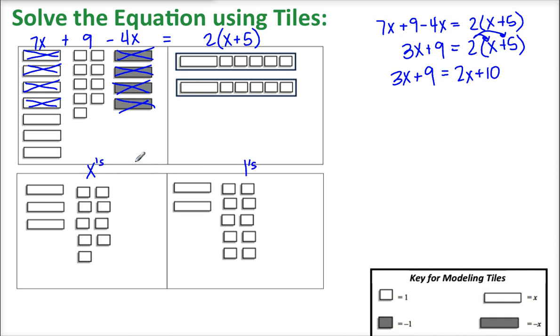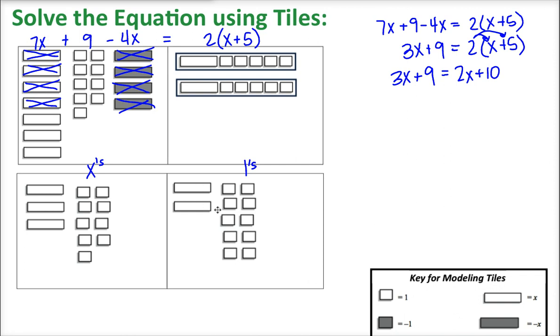And it doesn't matter which side you choose because you'll get the same answer either way. But I chose the x tiles for this side because there's more on this side than this side. So that means these x tiles are in the wrong place. They don't belong over here. So they need to go away.